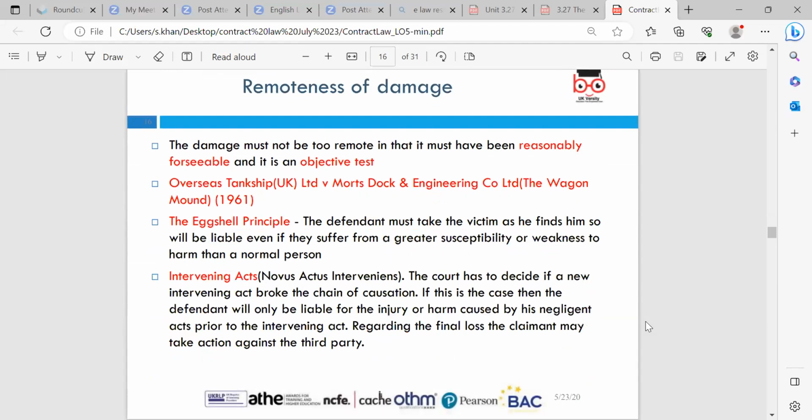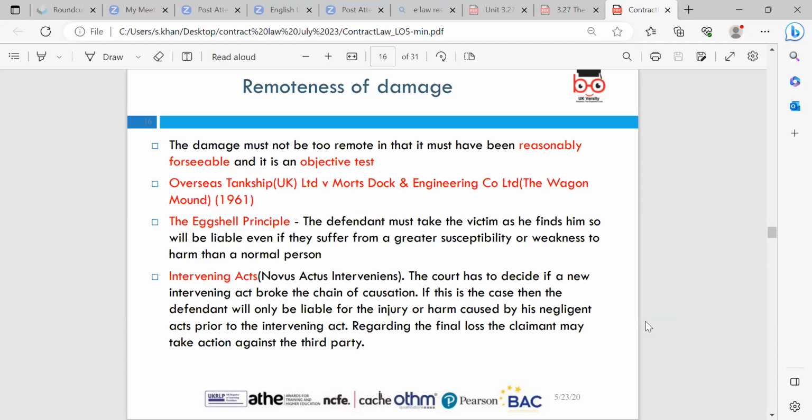So, remoteness of damages. The damage must not be too remote in that it must have been reasonably foreseeable, and it is an objective test. In Overseas Tankship (UK) Limited v Morts Dock and Engineering Co Limited, the Wagon Mound case 1961, the eggshell principle applies. This is where the defendant must take the victim as he finds him, so will be liable even if they suffer from a greater susceptibility or weakness to harm than a normal person.